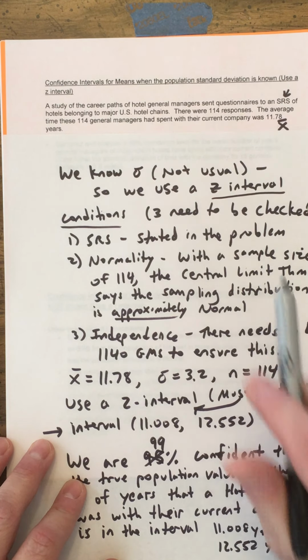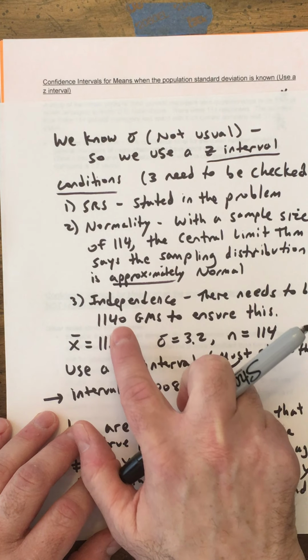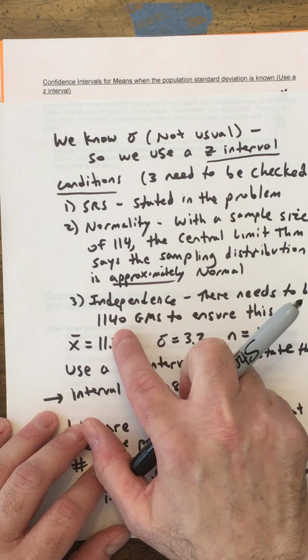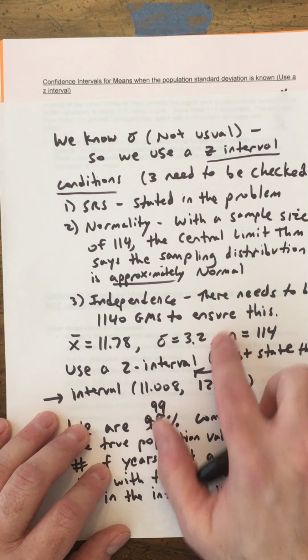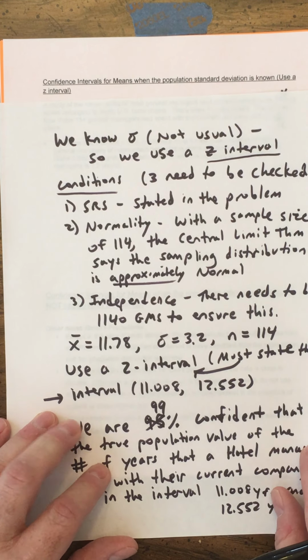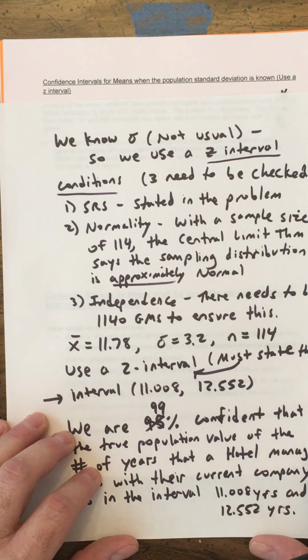Okay, independence. You need to make sure, and you have to check it numerically, that the true size of the population is at least 10 times as large as the sample. There were 114 people in the sample, so there have to be at least 1,140 general managers to ensure that independence is assured. Okay, we're using a z interval.